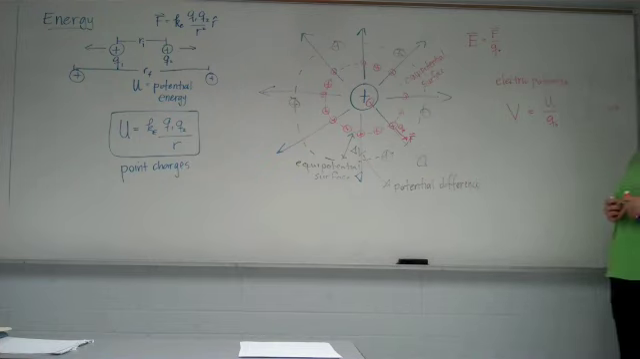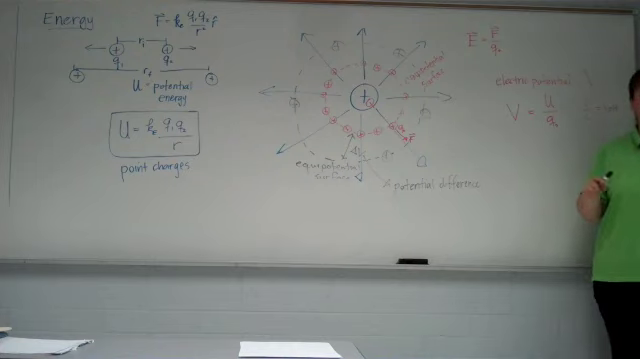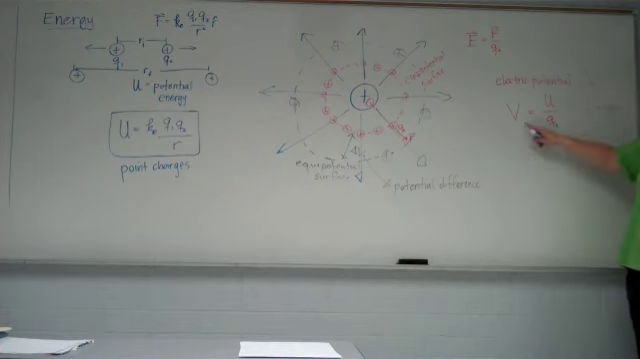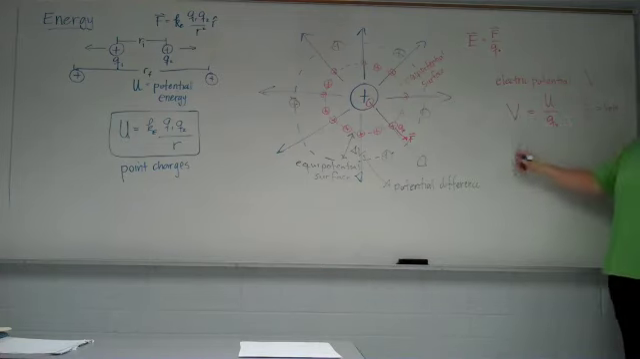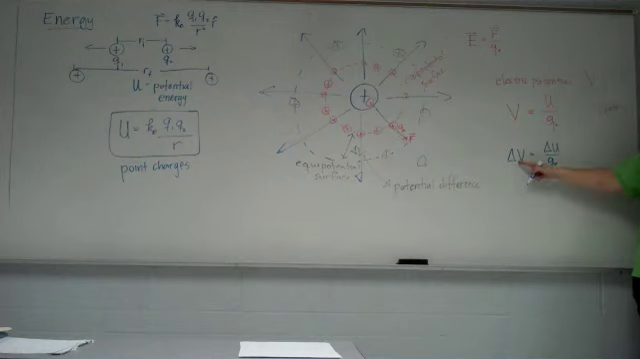As a charge moves from one of those surfaces to the other, as it moves through a potential difference, the charge's potential energy will change. Just like we have the potential is equal to U over Q naught, we can say delta V, the change in potential, is equal to delta U over Q naught. So the value of the potential at any one point is the energy divided by the charge. The change between any two spots is equal to the change in energy over the charge.